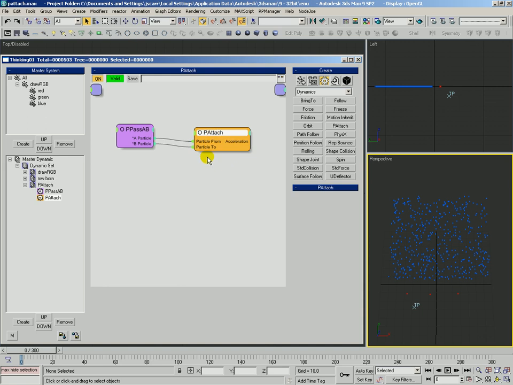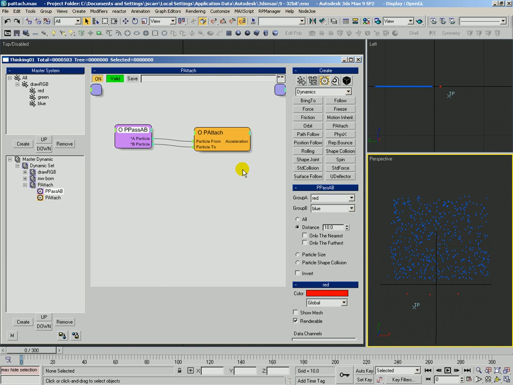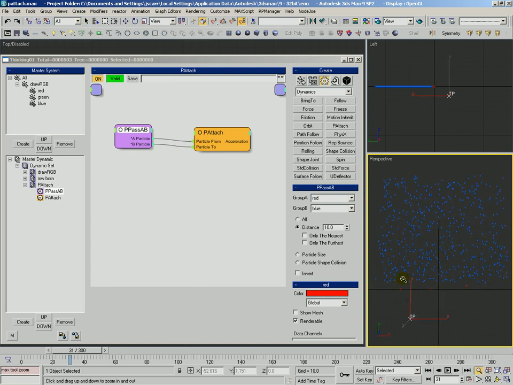And the way PAttach works is, you can see how we have it wired up here. We've got the A particle, the red, going into the particle from, and the B particle, which is blue, going into the particle to. You can see this scrubbing over here, the red particle picking them up and kind of holding them out in front. This is because as soon as those blue particles are within 10 units, they immediately start to inherit the translation of that red particle, its change in position.